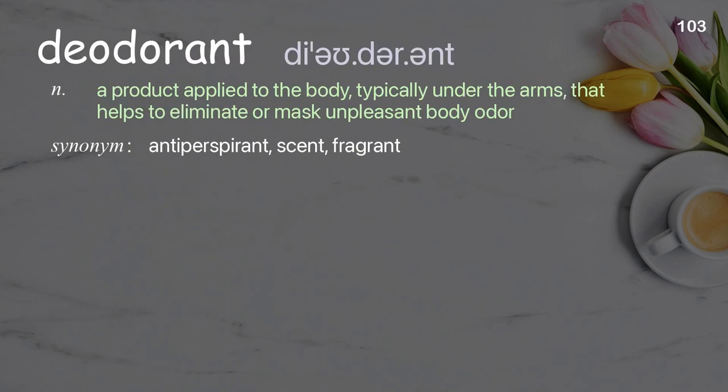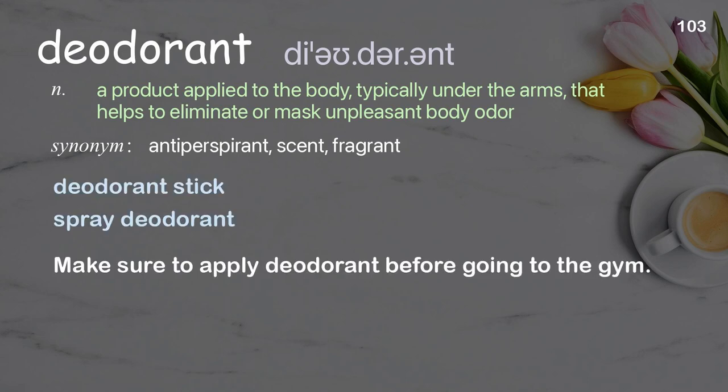Deodorant. A product applied to the body, typically under the arms, that helps to eliminate or mask unpleasant body odor. Examples: deodorant stick, spray deodorant. Make sure to apply deodorant before going to the gym.